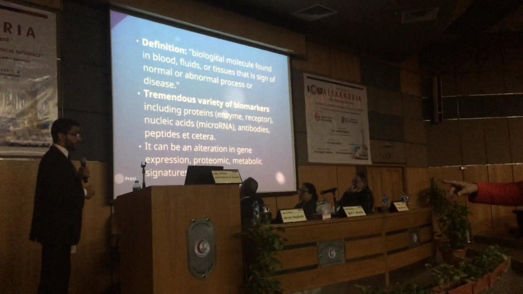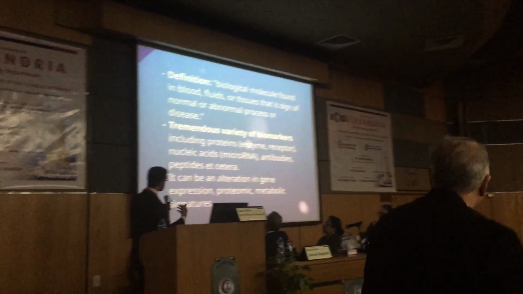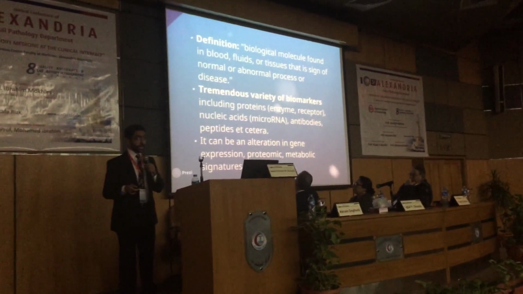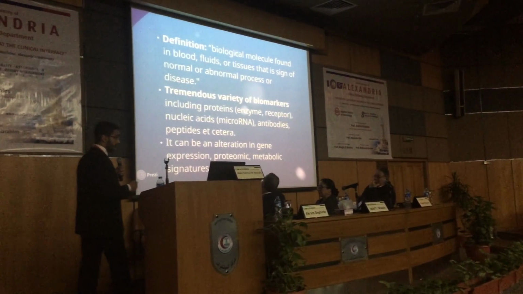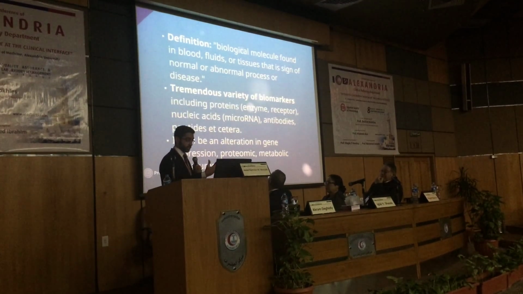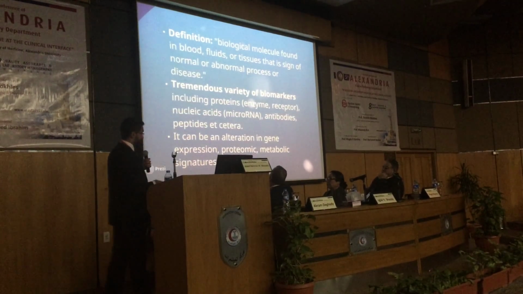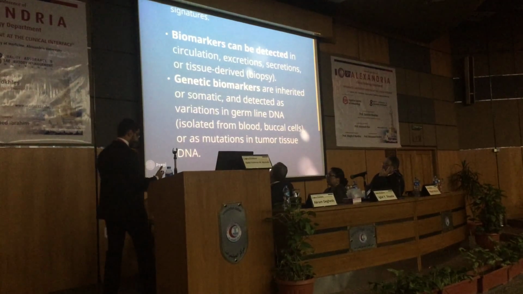All right, there's a tremendous variety of biomarkers. They can be proteins, enzymes, receptors, nucleic acids, microRNA, antibodies, etc. And they are produced as a result of an alteration of gene expression or some type of proteomic or metabolic signature. So, where can we detect these biomarkers?